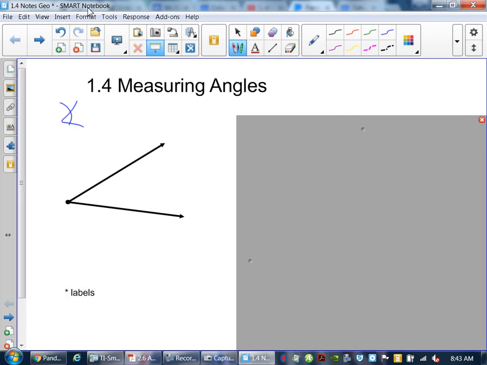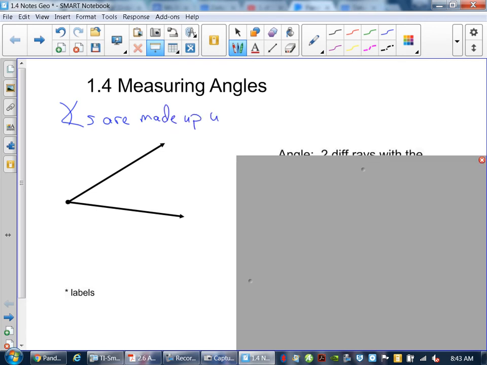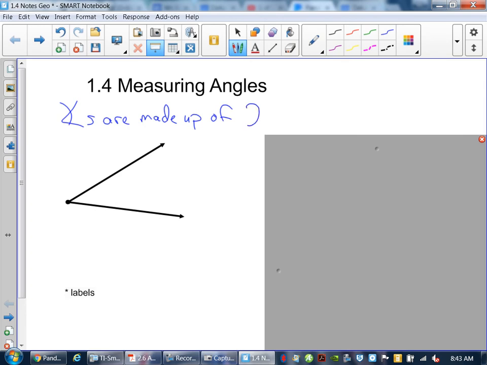So angles are made up of two different rays with the same endpoint. Angles are made up of two different rays with the same endpoint.